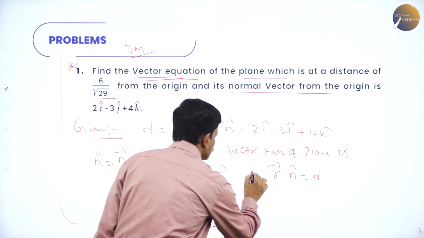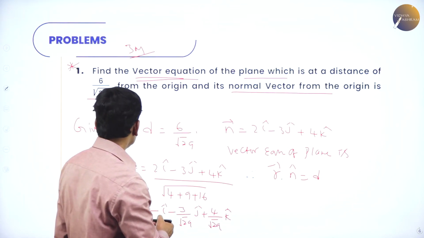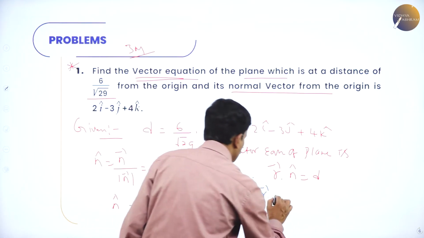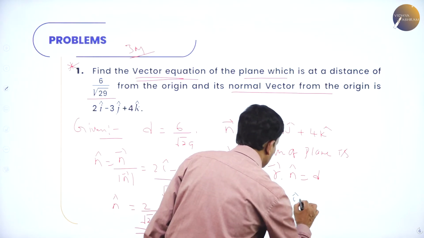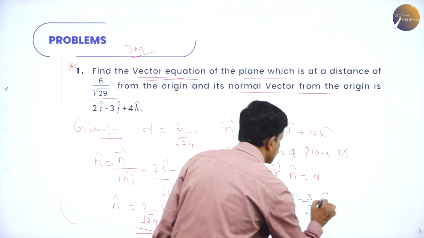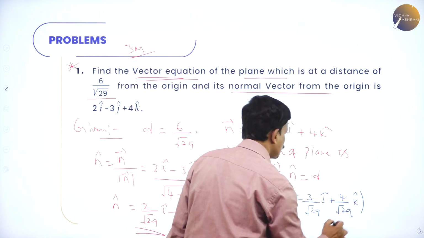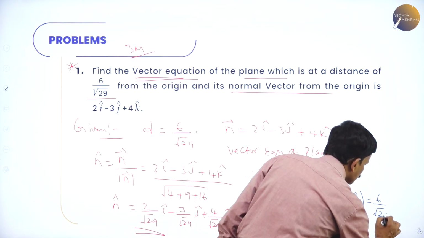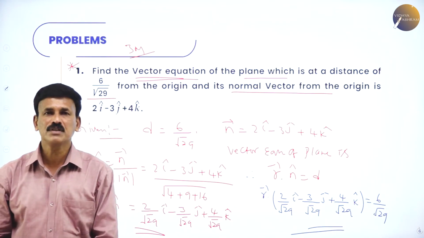Now therefore the vector equation of the plane is r dot n cap is equal to d. Vector r dot n cap, that is r dot (2 by root 29 i minus 3 by root 29 j plus 4 by root 29 k cap), is equal to, what is d? d is equal to 6 by root 29. This is the vector equation for the given problem.